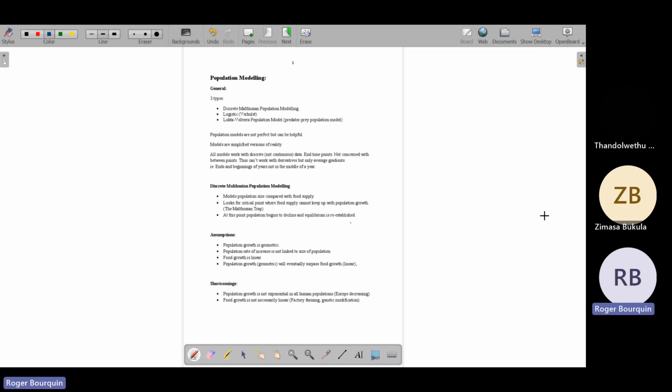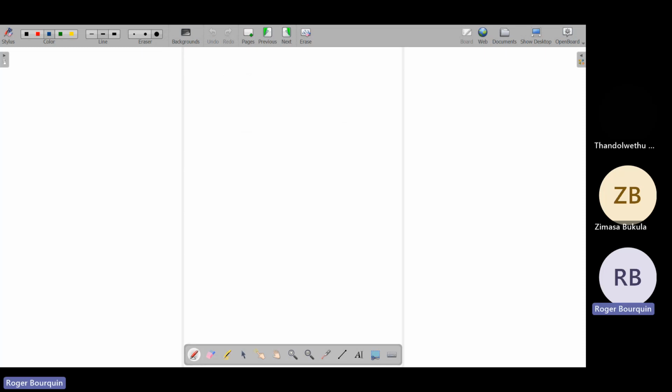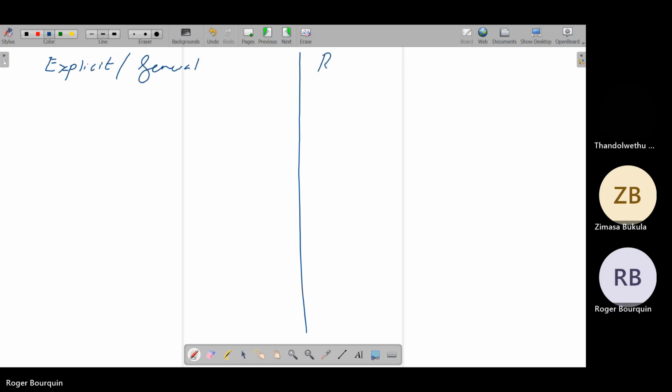So modeling. Actually, sequences and series. Sequences are models. And we have two main types of sequences, the way we express it. Explicit, general, and recursive, which are also called difference equations.